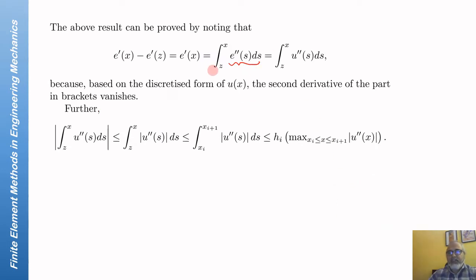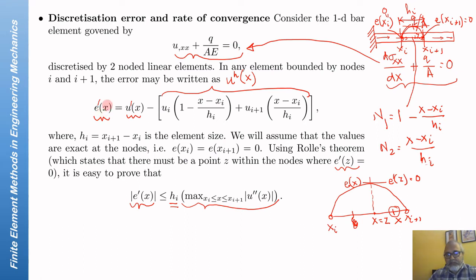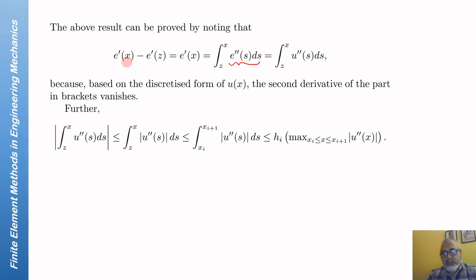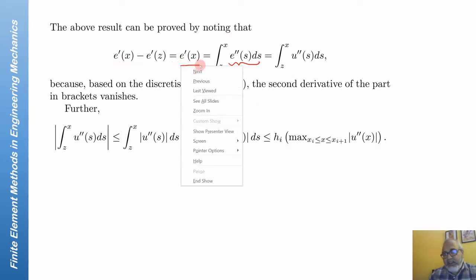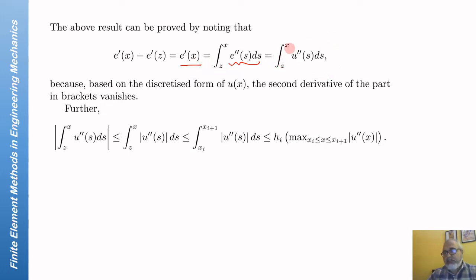That's what we have done here. And the second derivative of e prime, e double prime, will be u double prime, because this part is linear in x, so the second derivative of this is 0. So e double prime is equal to u double prime, and that's what we have used. So you can basically get the derivative of the error at x in terms of the integral from z to x of u double prime.